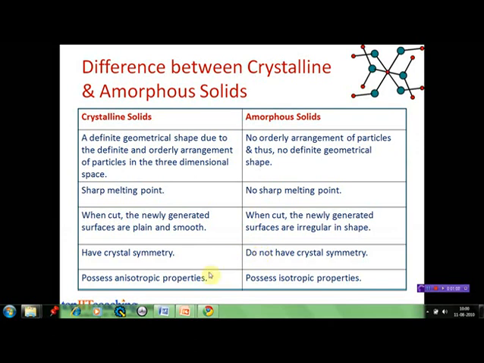Also, the crystalline solids possess anisotropic properties. That is, the magnitude of some of the physical properties of the crystalline solids, such as refractive index, coefficient of thermal expansion, or thermal and electrical conductivities, are different in different directions. Whereas amorphous solids possess isotropic properties. That is, the magnitude of their physical properties is the same in all directions.